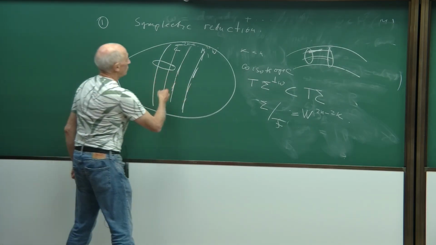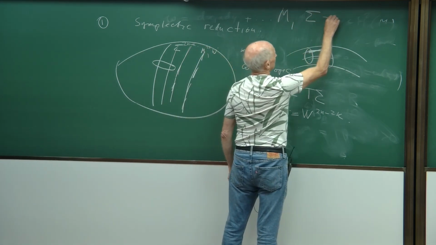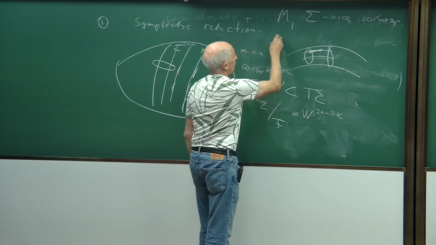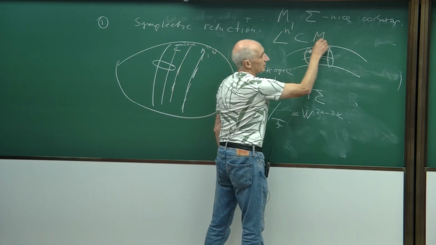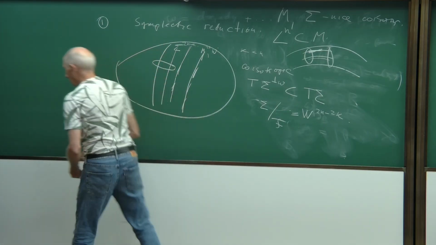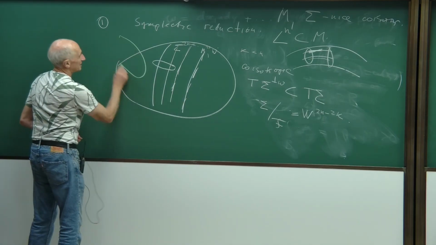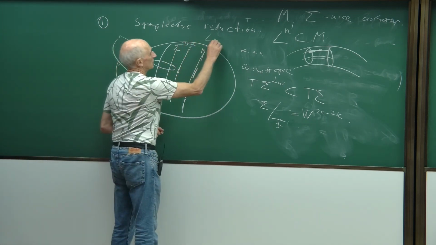And now suppose you have such a thing. So we have now M. What is the data? You have M, and you have sigma, which is a nice coisotropic. And now, in addition, suppose you have a Lagrangian inside M. And we have this Lagrangian, and suppose this Lagrangian is transverse to sigma.